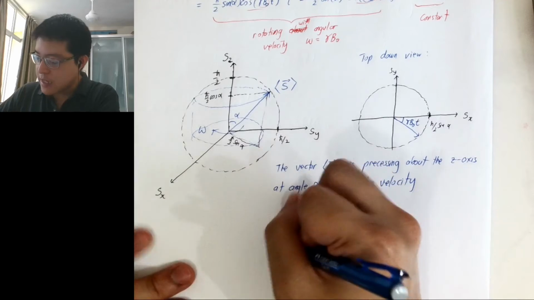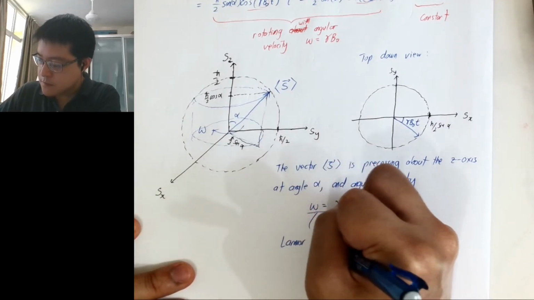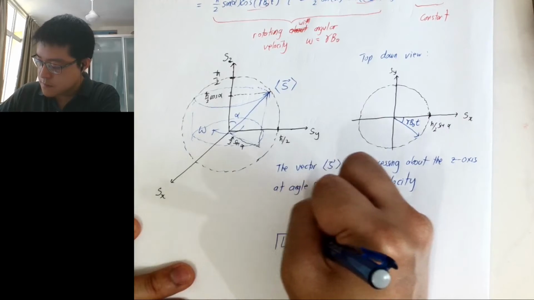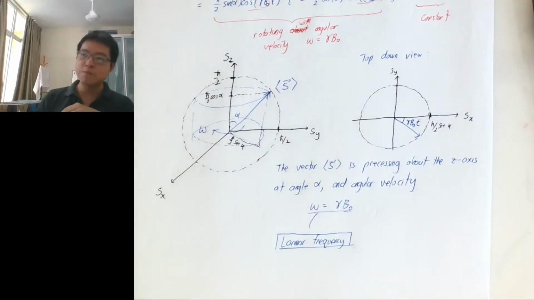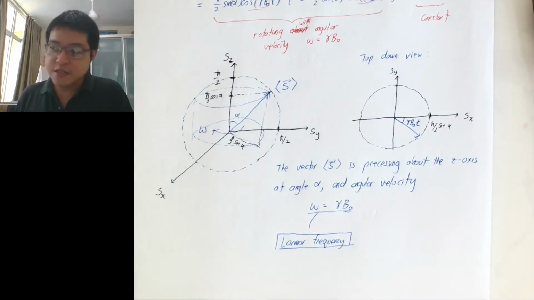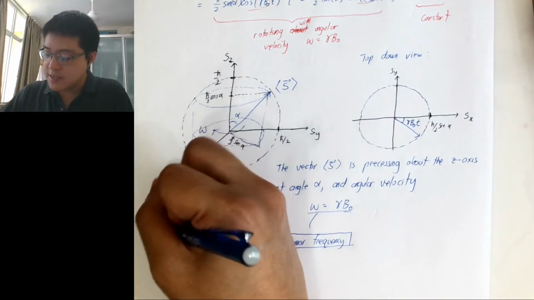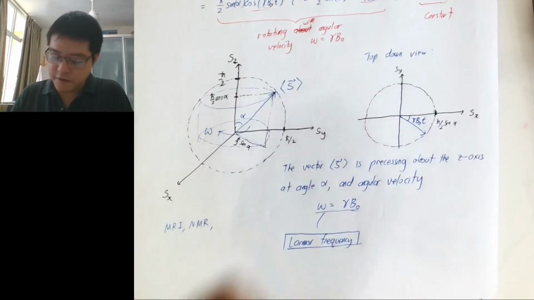But this omega here has a name. We call this the Larmor frequency, or the Larmor angular frequency. Just divide by 2 pi to get back your ordinary frequency. Like I said, the application of this is in MRI, NMR, and so on and so forth.